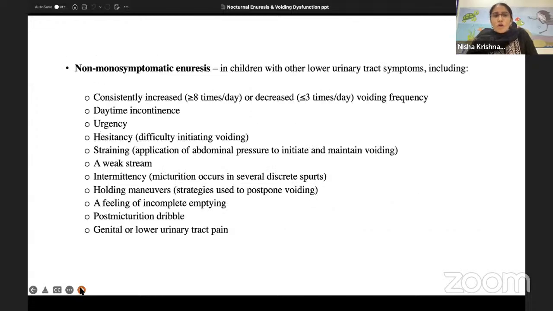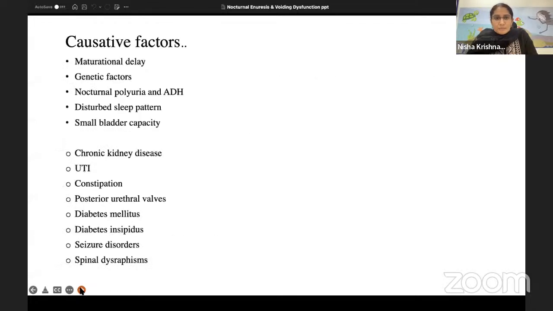So when I say non-monosymptomatic, it means they have other lower urinary tract symptoms like urgency, hesitancy, dribbling, straining, increased frequency, a weak stream, holding maneuvers, or some post-micturition dribble, dysuria, or lower abdominal pains.